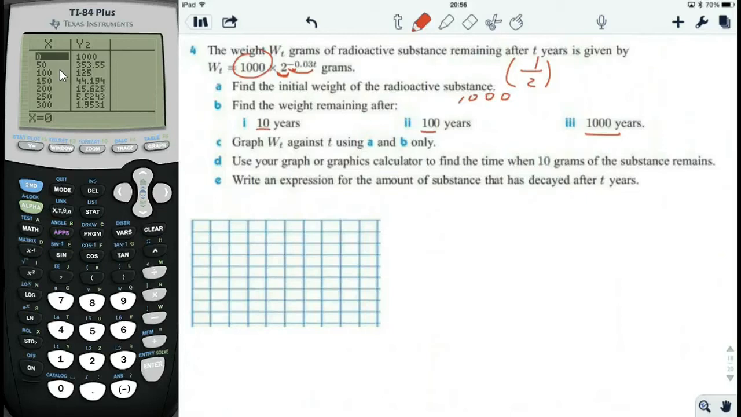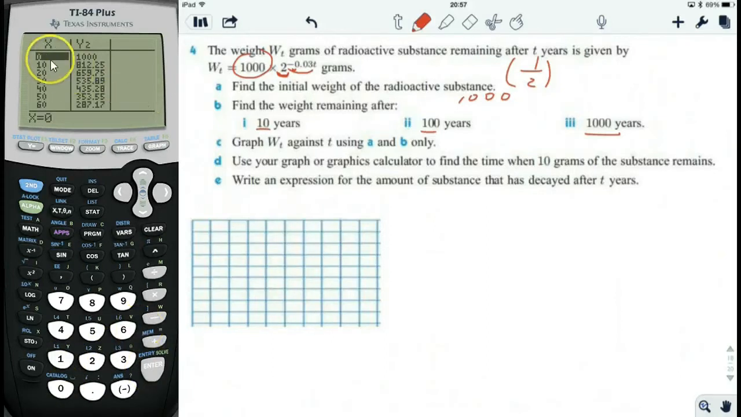I need to change it to something smaller because I need to find the weight remaining after 10 years. So I'm going to change the step size by pressing plus, and then I'm going to put 10. And then I'm going to do second table again. And now, oops, it still didn't work. Let me try that again. Plus, I'm going to put 10, and I do enter.